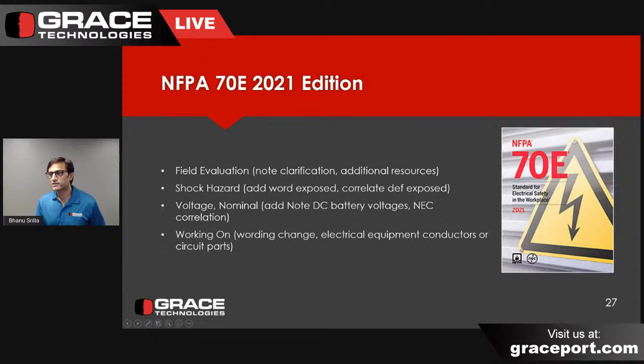Field evaluation is the next one. Field evaluation, as you said, is basically they added notes and additional clarifications to that, right? And also there is shock hazard. They added the additional wording of exposed and correlated the definition for exposed. What exactly is the definition around the shock hazard? They did that. For voltage, nominal, they also added DC battery voltages and NEC correlation. Most of the time, if you look at 70E, there should also be some callouts specifically to NFPA 70 or NEC, which gives you other criteria for you to go back and look at, okay?